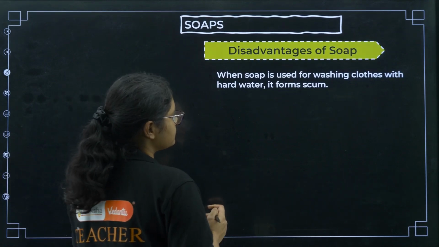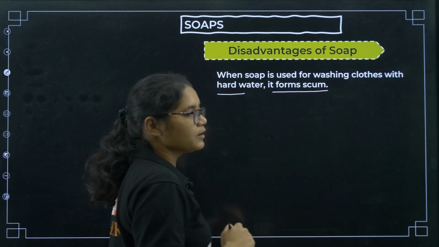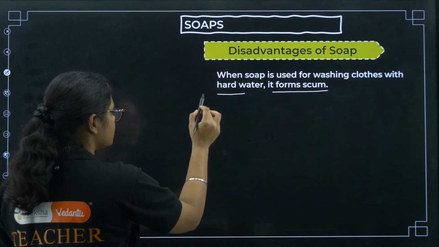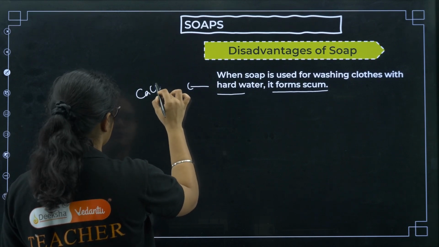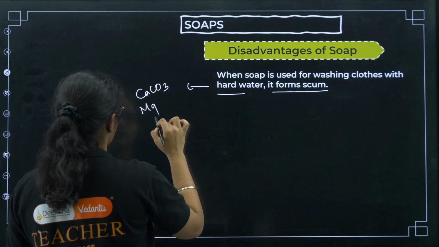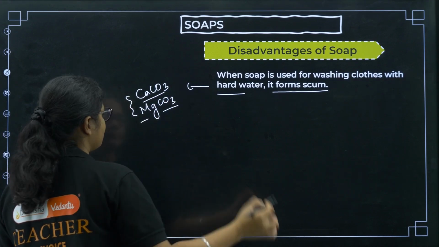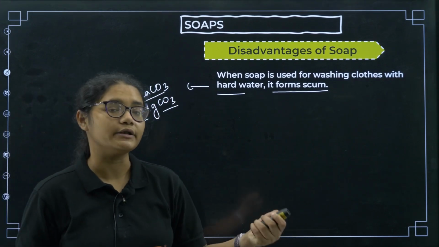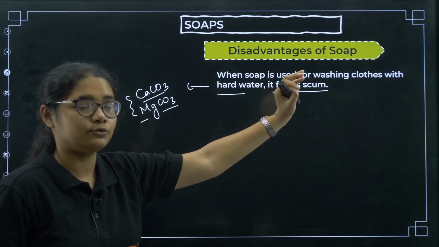Then what are the disadvantages of using a soap? Now when soap is used for washing clothes with hard water, it forms scum. Now what is hard water? Hard water is water where you have the salts of calcium carbonate and magnesium carbonate. If you have these salts in water, we call it hard water. So generally some precipitate forms if we use soap with that.